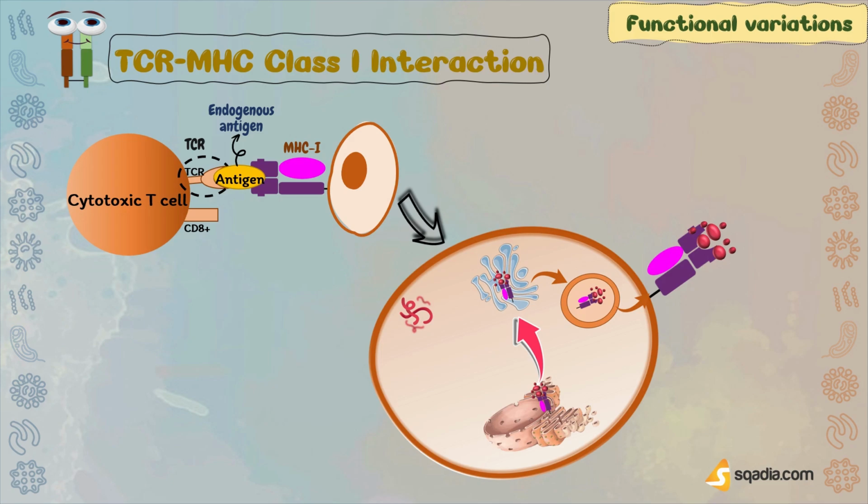So, once this endogenous antigen is processed inside the cell and interacts with the binding site of the MHC molecules, this complex gets anchored over the surface of that respective cell. That could be an infected or cancerous cell.